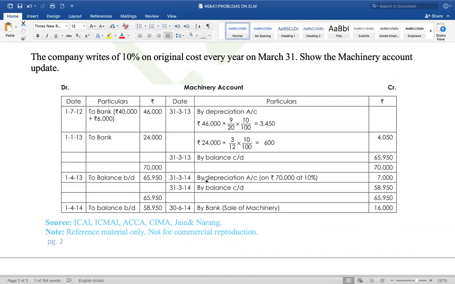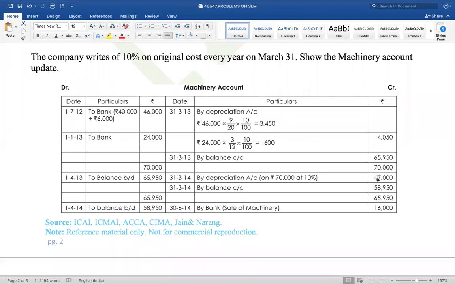Okay, so therefore we'll close it by depreciation. Depreciation on what? On 70,000. It is the straight line method. These two assets are used for the full year. Therefore, we are calculating depreciation of 10% on this 70,000 for the full year. That is 7,000. And we are not doing the other calculations. Why? Because these assets are used for the full year.